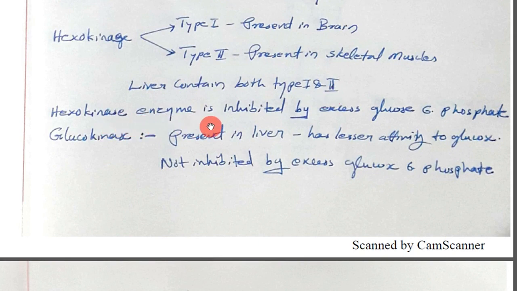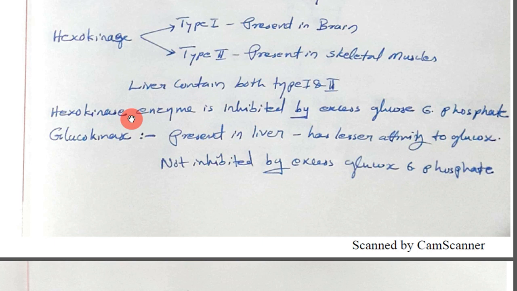The hexokinase enzyme is inhibited by the excess glucose 6-phosphate. Here the product itself is inhibiting the enzyme by feedback inhibition. So it is acting as a regulatory mechanism for hexokinase. If excess glucose 6-phosphate is synthesized, automatically the hexokinase is switched off.